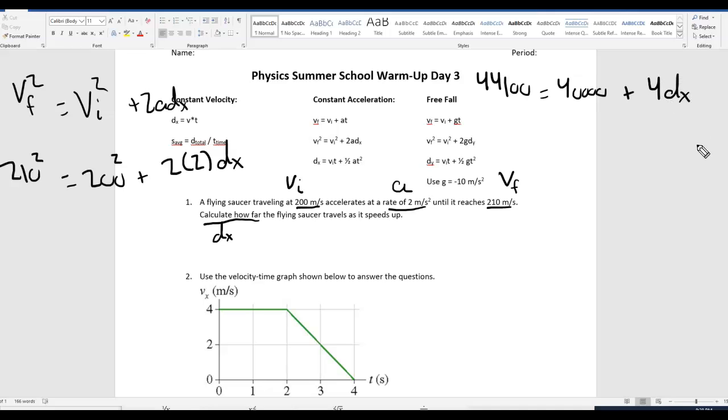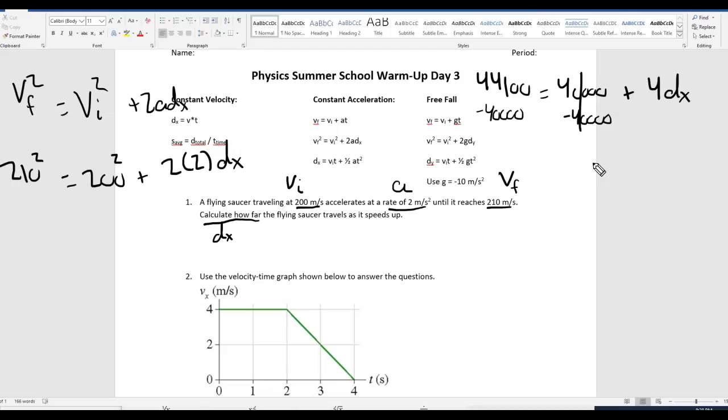And now it's just a matter of algebra. I say what's being done to dx, it's being multiplied by 4, and it's being added by 40,000. And to undo those two operations, I have to do PEMDAS backwards. So my first step is to subtract 40,000 on both sides. Okay, remember, anything you do to one side, you have to do to the other side.